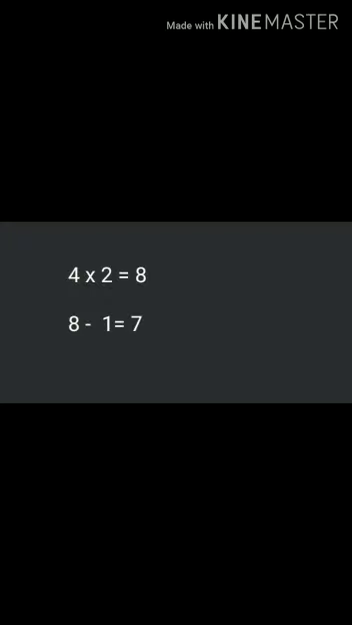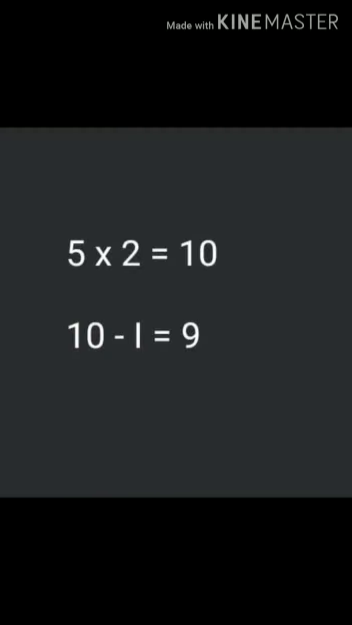The second number is 4. So 4 multiplied by 2 is equal to 8. 8 minus 1 equal to 7. So here the answer is 7. Similarly, we will solve the fourth row. Here the second place number is 5. So 5 multiplied by 2 equal to 10. 10 minus 1 is equal to 9. So the answer is 9. So in this way we can complete the pattern without calculating the numbers.